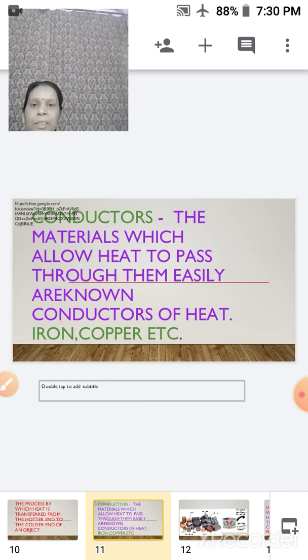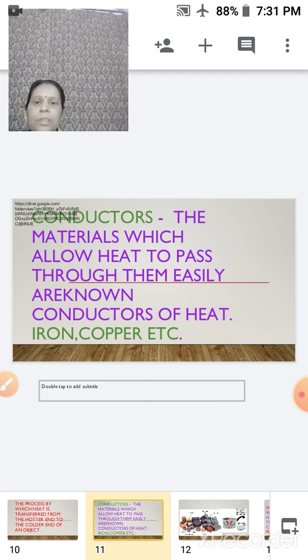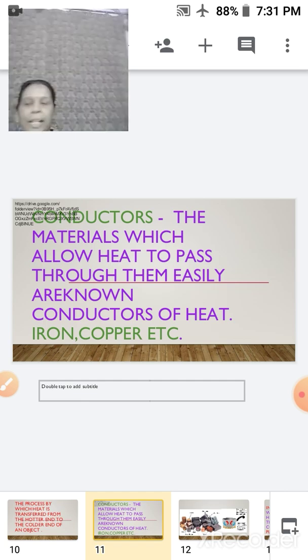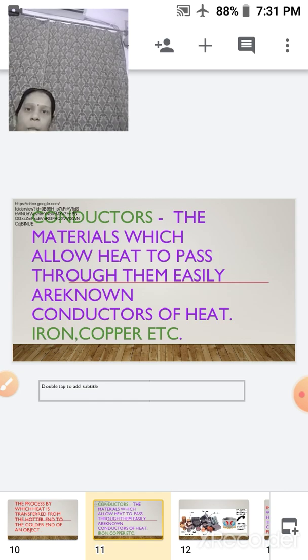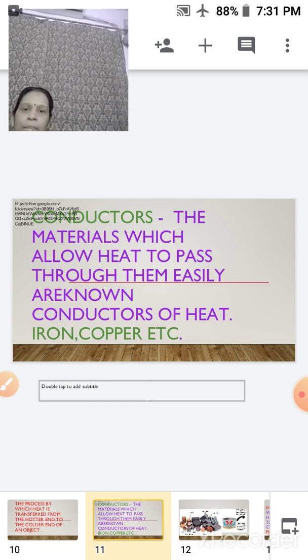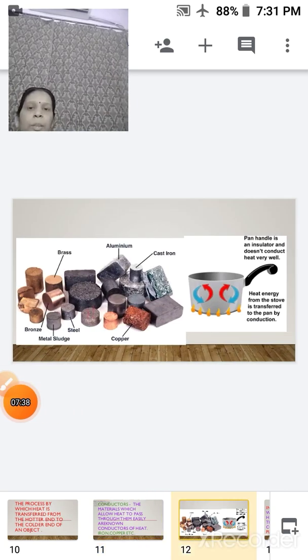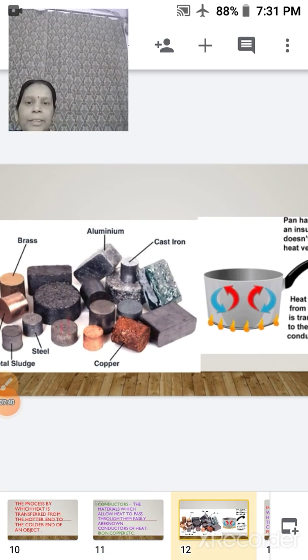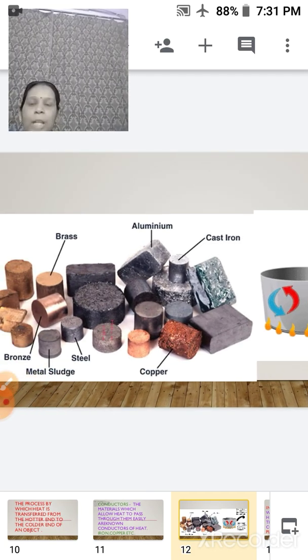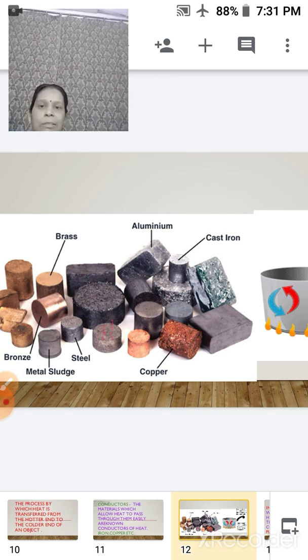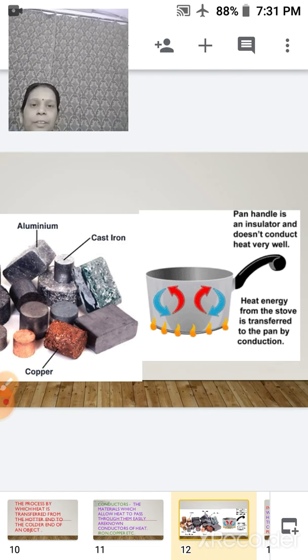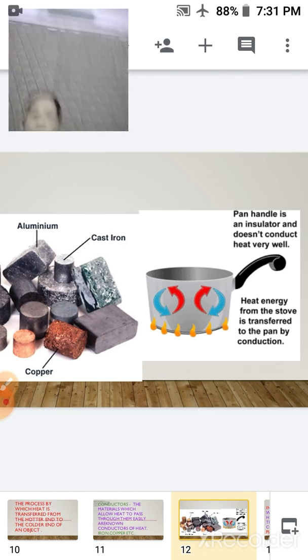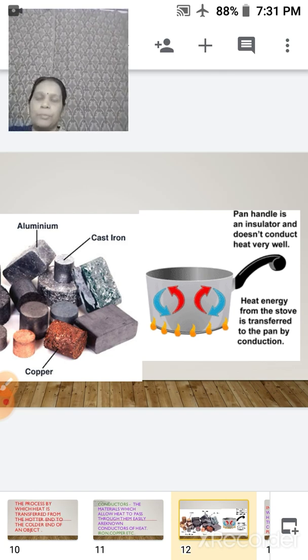Conductors are the materials which allow heat to pass through them easily. They are known as conductors of heat. Example, your iron, copper, etc. So these are the conductors because they allow the heat to pass through them easily. Here you can see a few of the examples of the conductors. Here there are a few metals. Here you can see brass, bronze, metal slugs, steel, copper, aluminium, cast iron. All these metals are there where you can easily see the flow of energy, flow of heat.